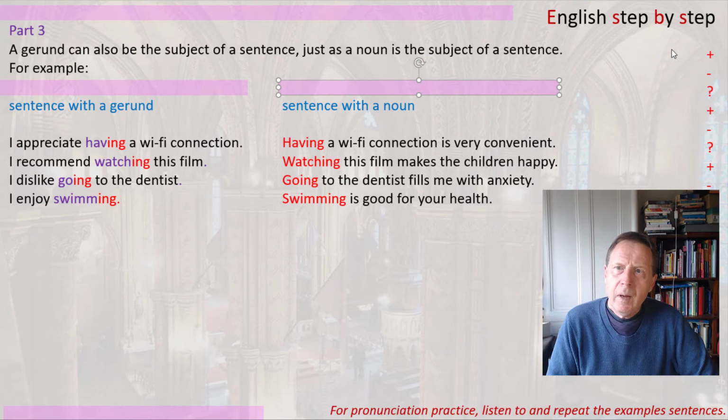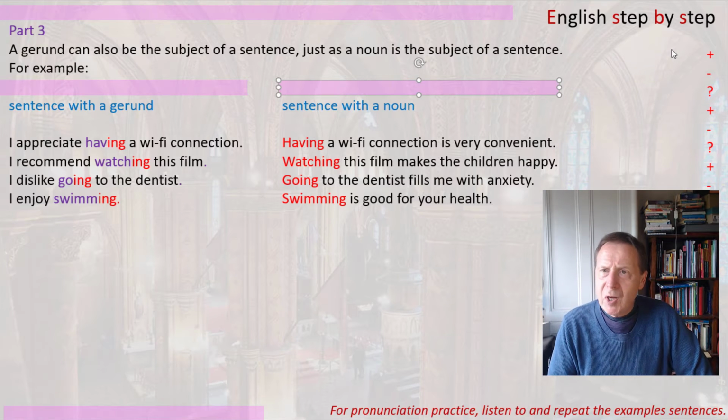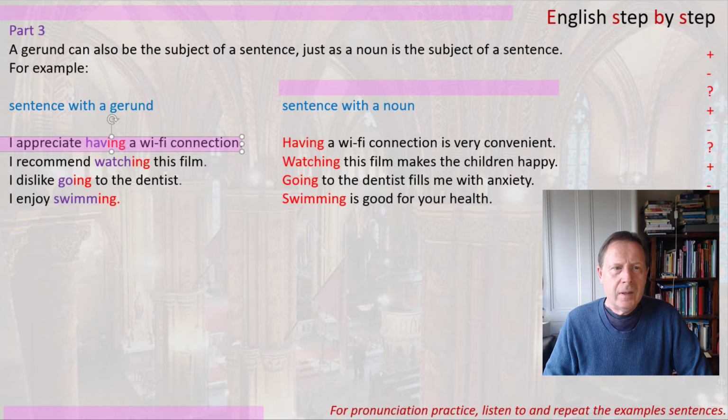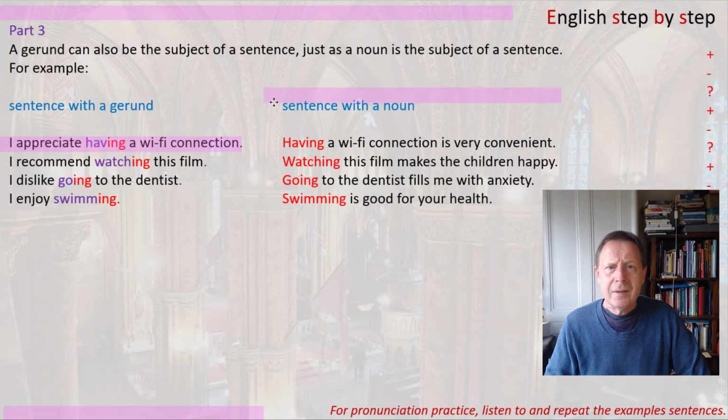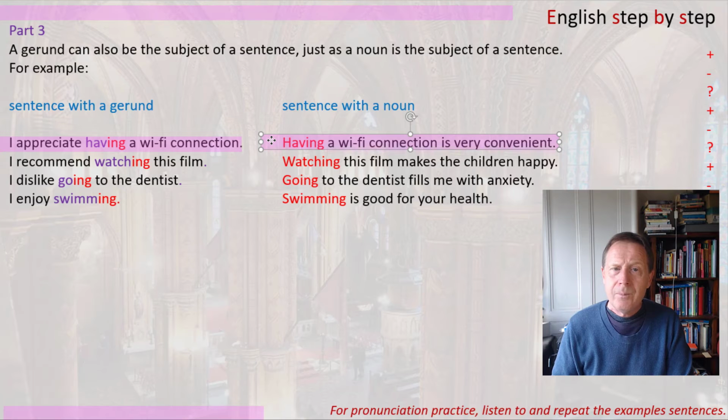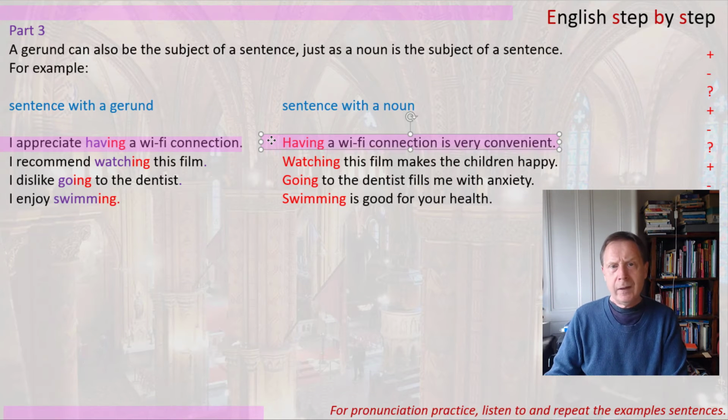Another important point about gerunds is that they can be the subject of a sentence, in the same way as a noun is often the subject of a sentence. Well, for example, here's a sentence with a gerund. I appreciate having a Wi-Fi connection. And we can put this gerund as the subject of the verb, in other words, the subject of the sentence, like this. Having a Wi-Fi connection is very convenient. So remember, we don't use to have a Wi-Fi connection, because it's the subject, we say having a Wi-Fi connection.